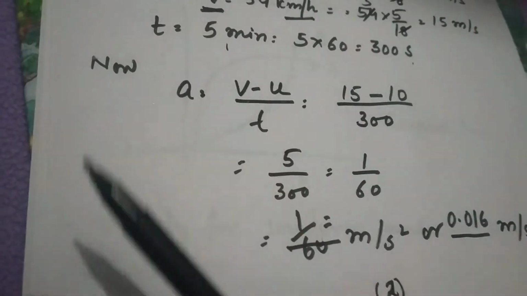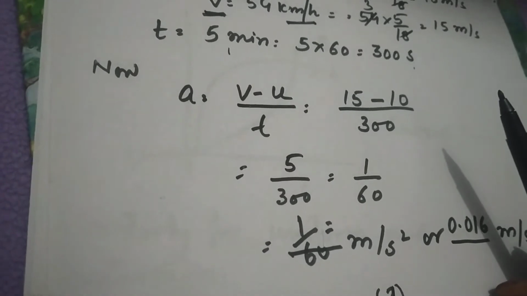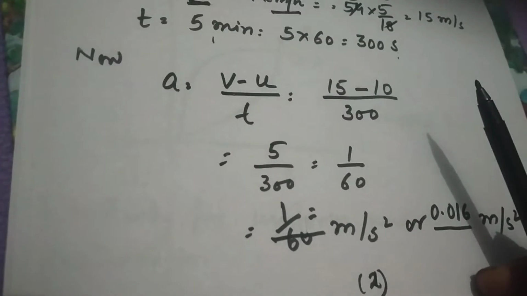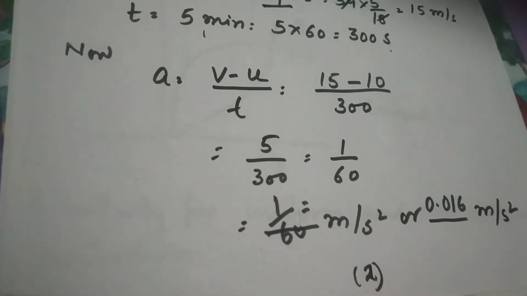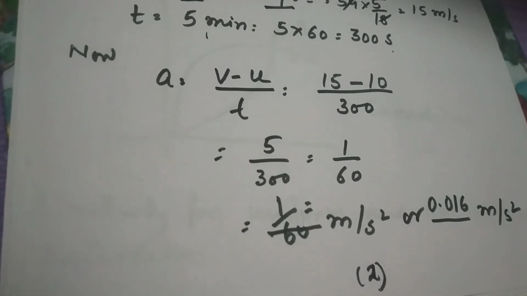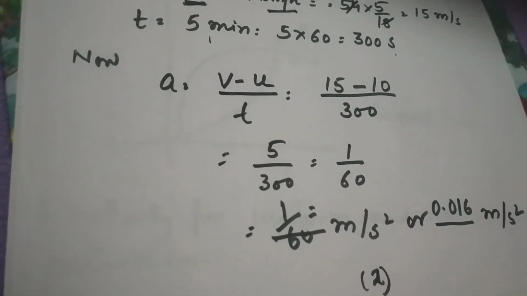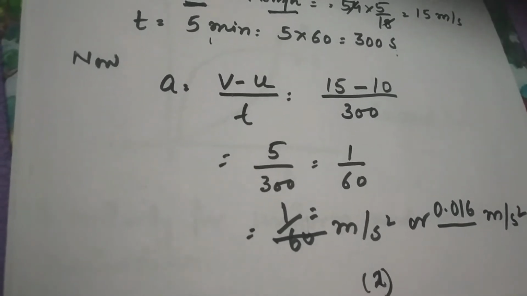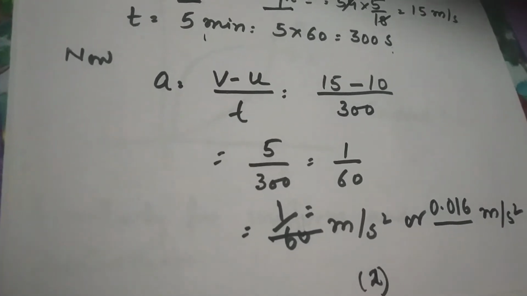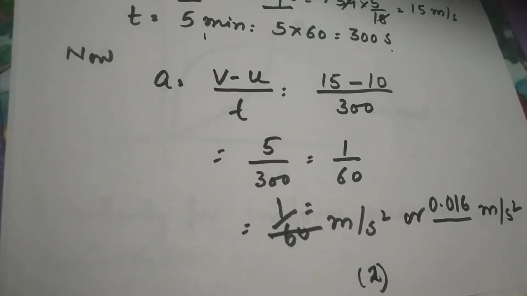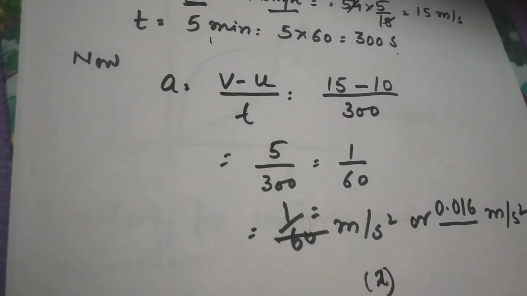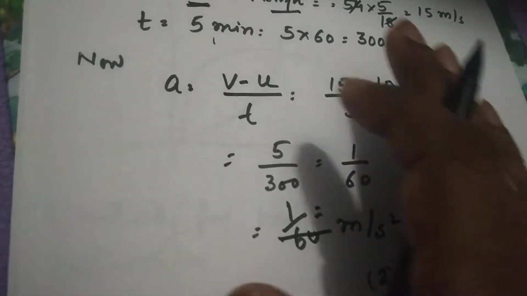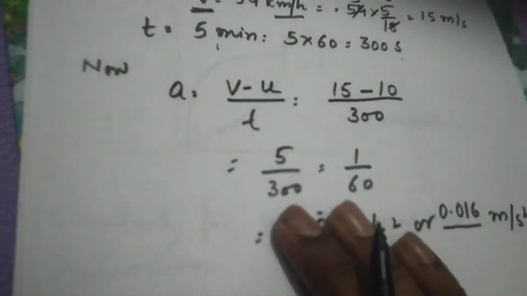So these steps should be clear when we are doing the calculation for acceleration, especially when the units are given in kilometer per hour. Otherwise our calculation will go wrong, our results will go wrong, and these steps will not be acceptable if you are applying the kilometer per hour values. So we need to convert them into meter per second. We have to do it in the same way that is shown.